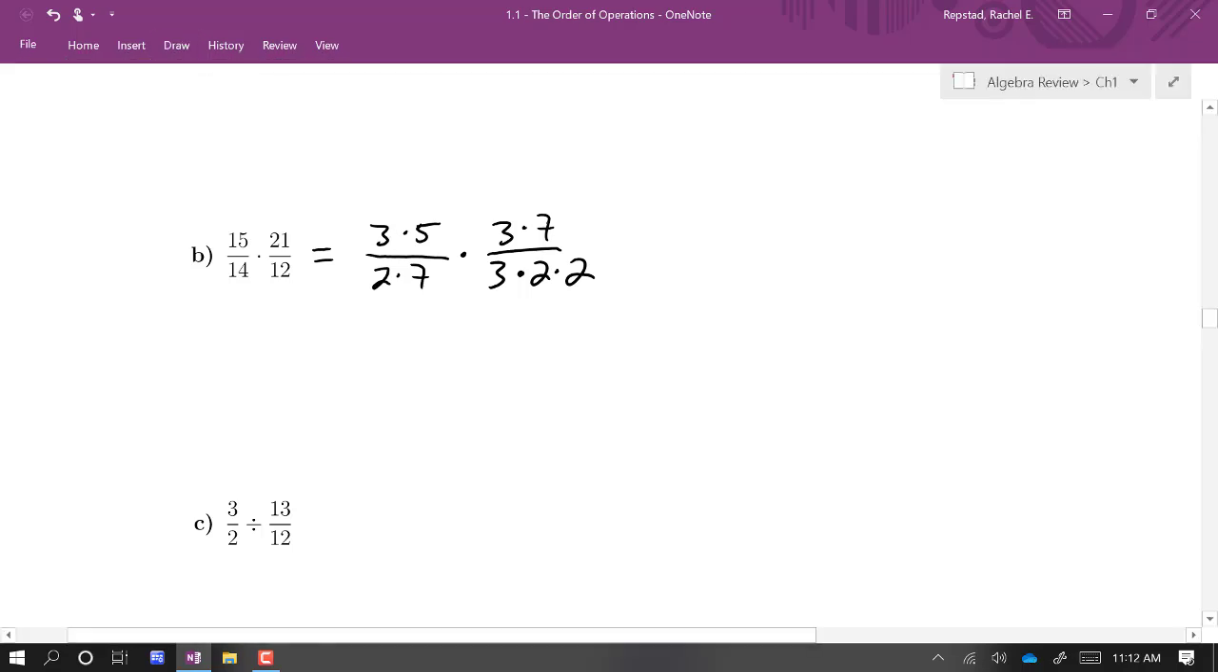And then I just cancel whatever will cancel, which is not a whole lot, but I can cancel 3, I can cancel the 7. Notice with the 7s, they weren't in the same fraction initially. Now if you're multiplying two fractions, you can cancel a common factor as long as one is on top and one is on the bottom. They don't have to be in the same fraction. And what that leaves me with on top is 3 times 5, or 15. On the bottom, 2 times 2 times 2 is 8.